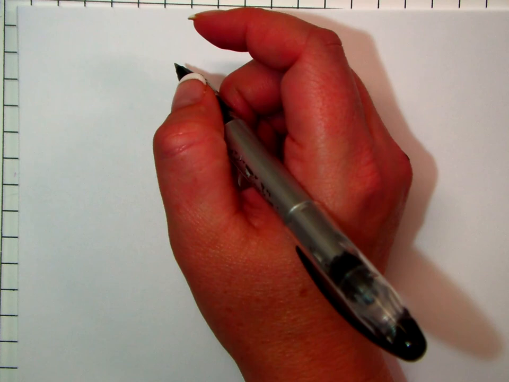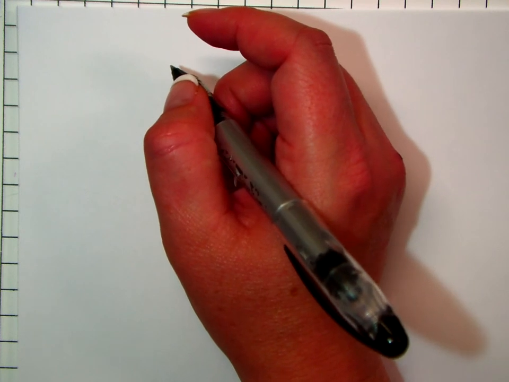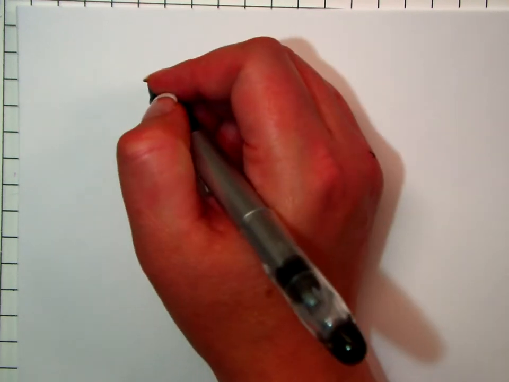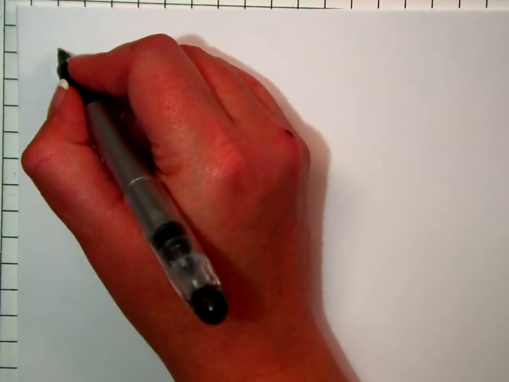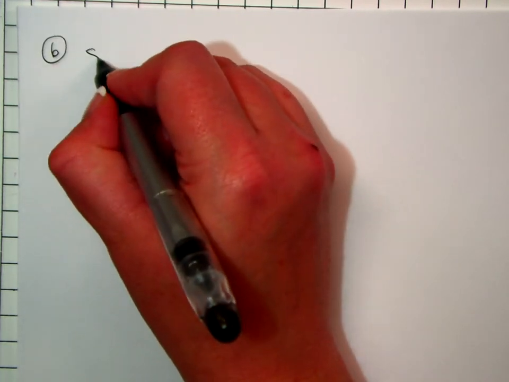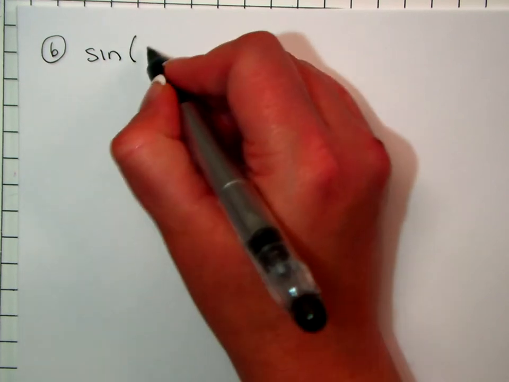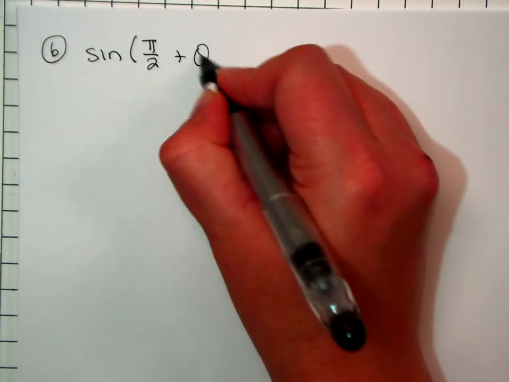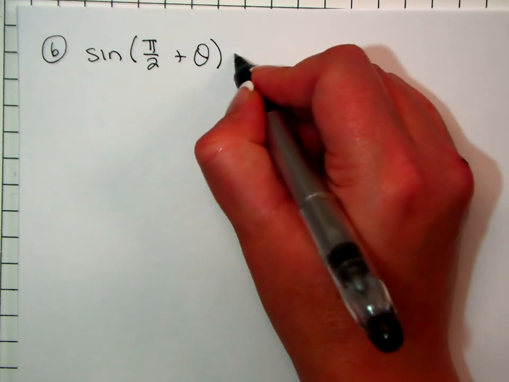All right, the next type are, quite honestly, my favorite. These are what we call, what are they called? There's some identities that people have you memorize. I guess I've just proven them so long I don't even remember what they're called. Wish I could remember. Oh well.